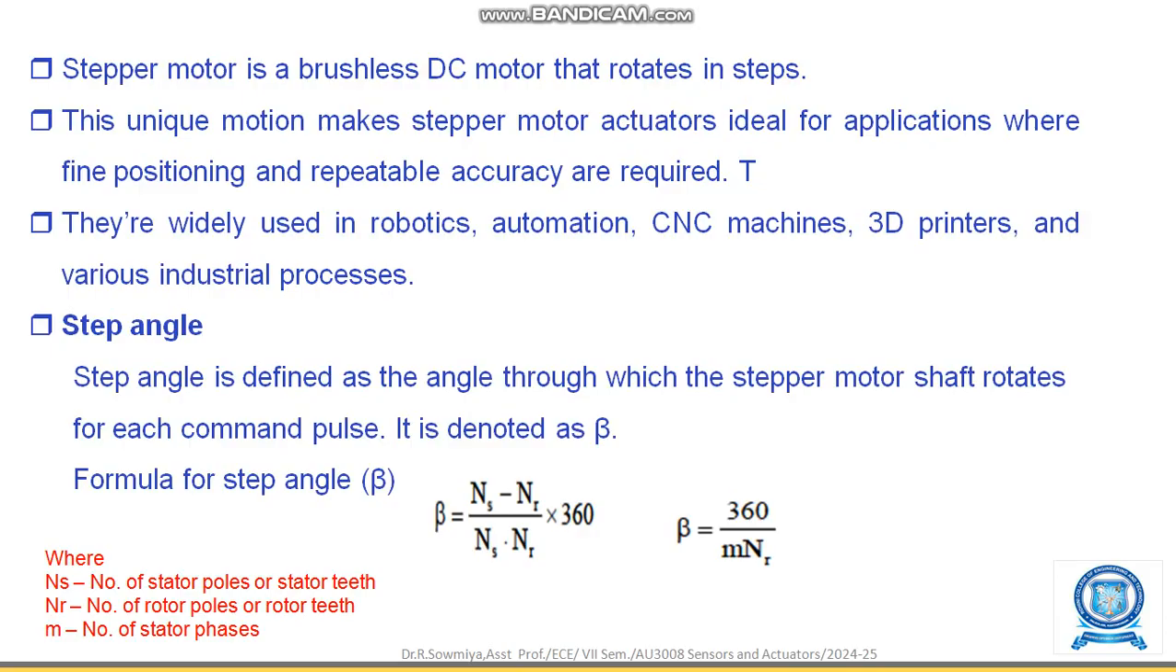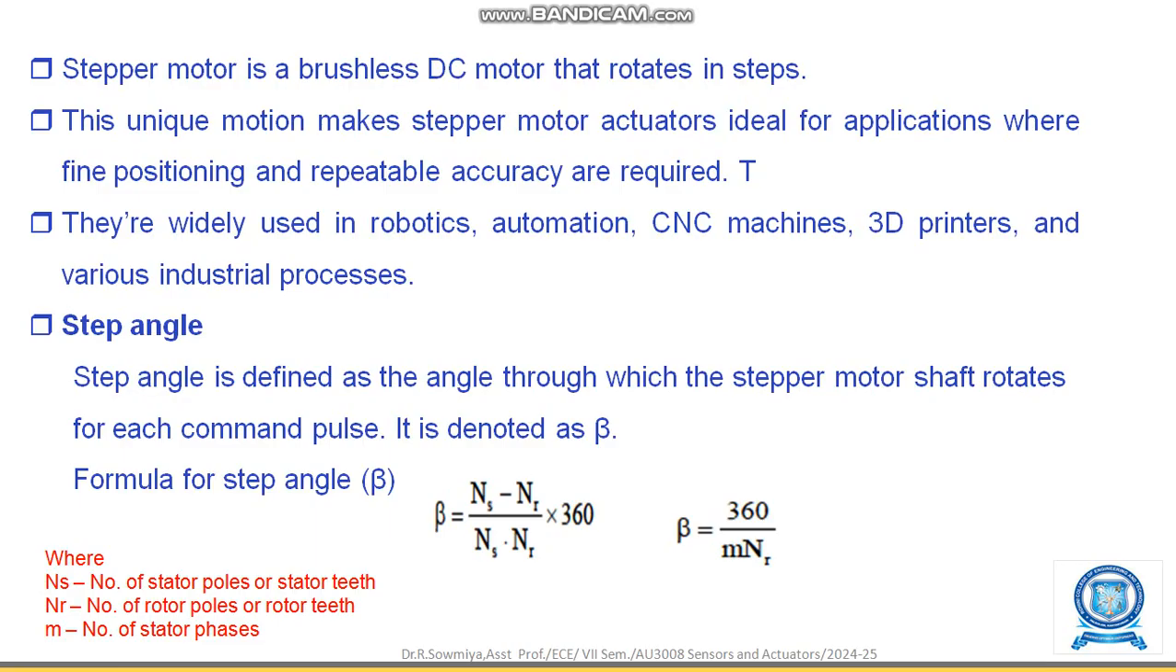Stepper motor is a brushless DC motor that rotates in steps. This unique motion makes stepper motor actuators ideal for applications where fine positioning and repeatable accuracy are required. They are widely used in robotic automation, CNC machines, 3D printers, and various industrial processes.